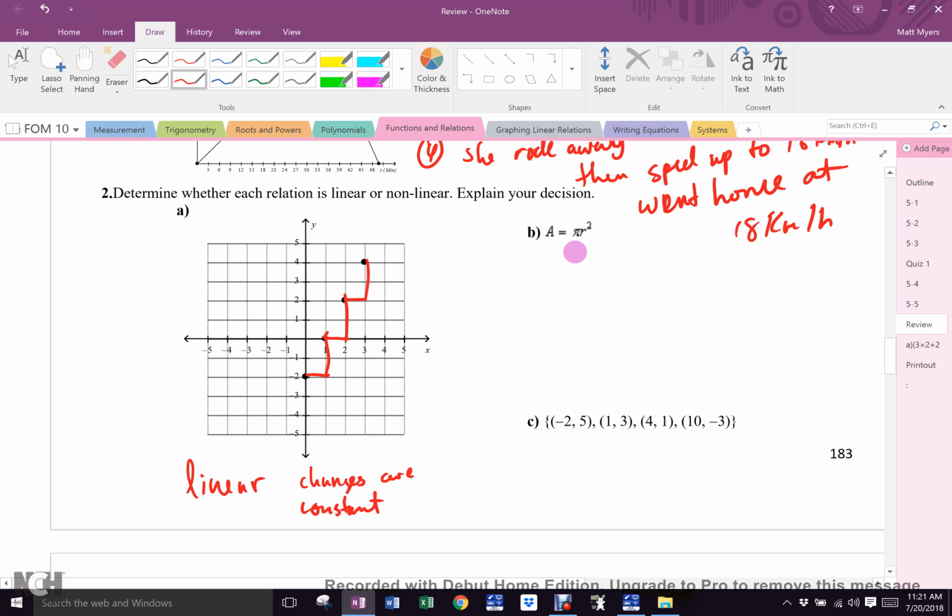B, linear or nonlinear? Non-linear. Y, exponent. 2 marks there. Tricky. How do you decide if this one's linear or nonlinear? You make a t-chart or a table of values, which is what I call them. So, put them in order. -2, 1, 4, 10. 5, 3, 1, -3. Goes down by 1. Goes up by 3, plus 3, minus 2.